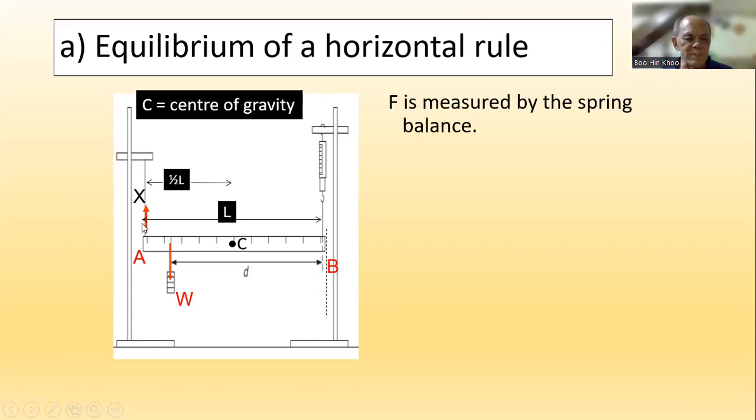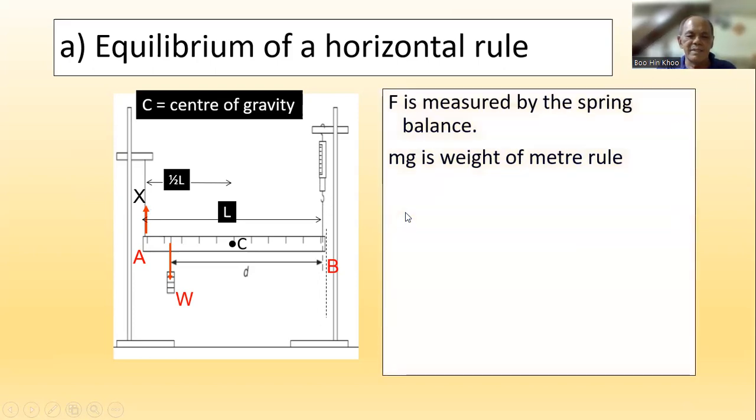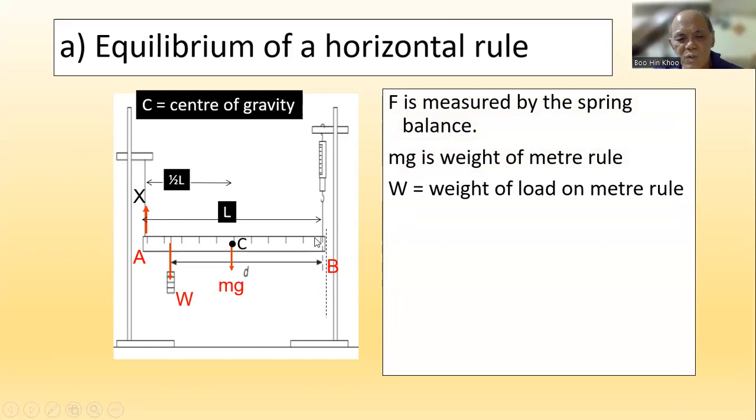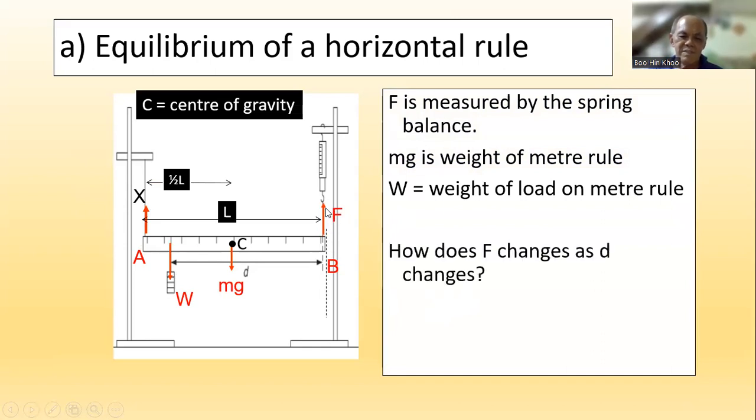There's another force pulling it up in the string, tension. F is measured by the spring balance. F is here. Mg is the weight of the ruler, and W is the weight of the load. There is a load there we add on the meter rule. There's your F, tension in the string measured by the spring balance.